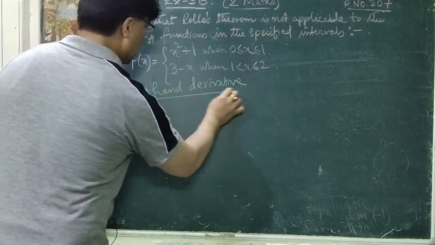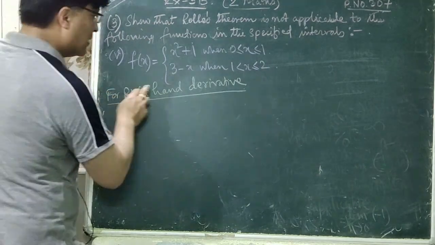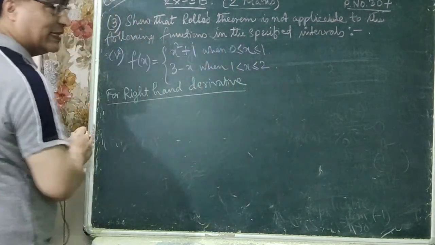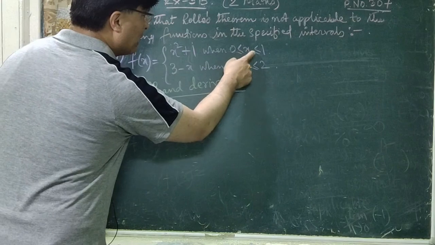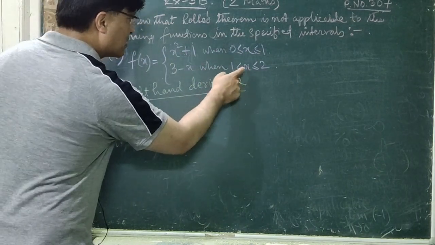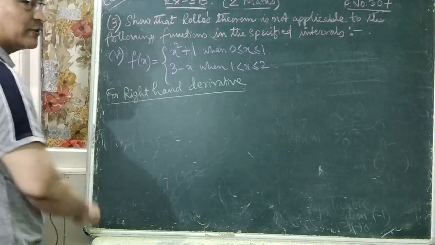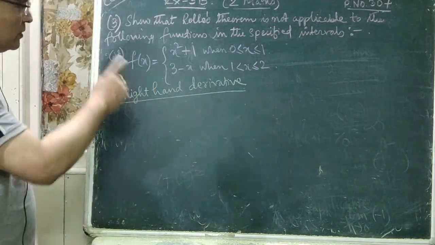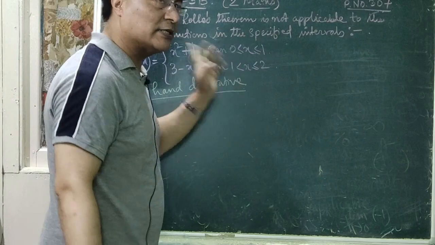For right hand derivative, let us check its right hand derivative at x is equal to 1 in this case. Because if you have x less than 1, the function is x square plus 1. If you have x greater than 1, the function is 3 minus x. Okay, so these are the doubtful point x is equal to 1.